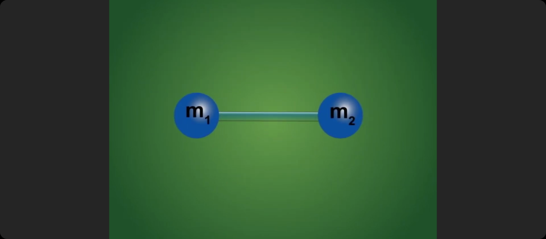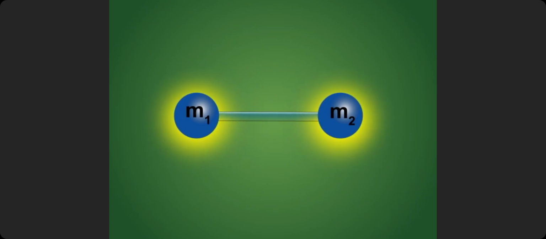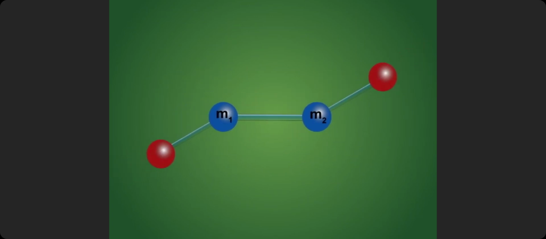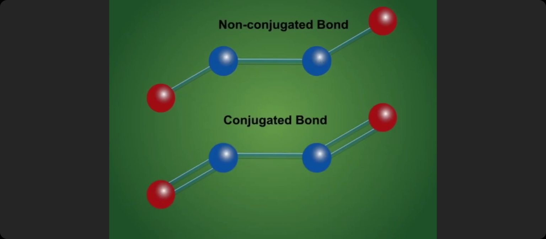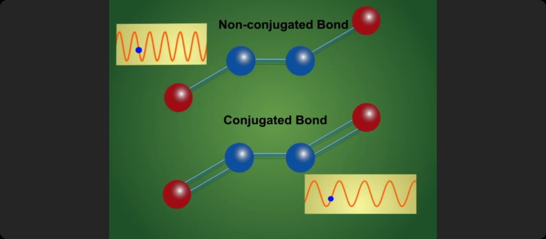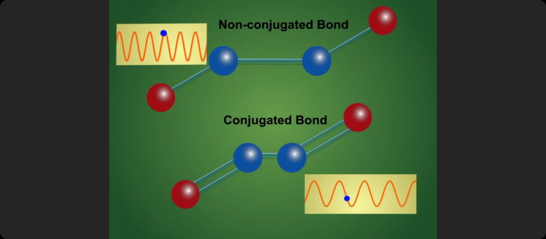The resonance frequency of a bond depends on the bond strength and length, the identity of the involved atoms, and the environment. For instance, a conjugated bond will vibrate in a different frequency range than a non-conjugated bond.